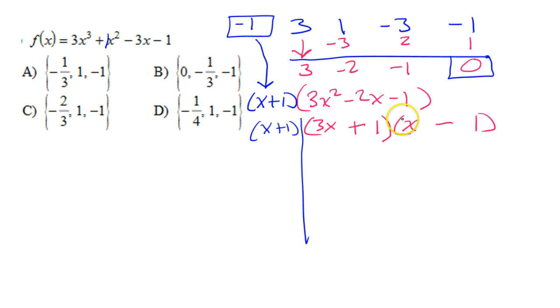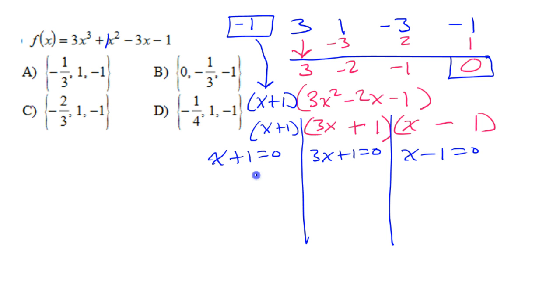So once you have factored it, you can set your factors equal to 0 to find your zeros. So here I have x plus 1 equals 0, 3x plus 1 equals 0, x minus 1 equals 0. So that's x equals negative 1, which I already knew would be a 0 from the calculator, but it's good to see it again. Hello, negative 1. Good to see you again.